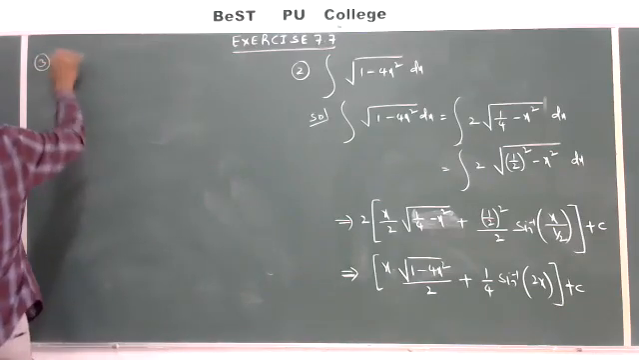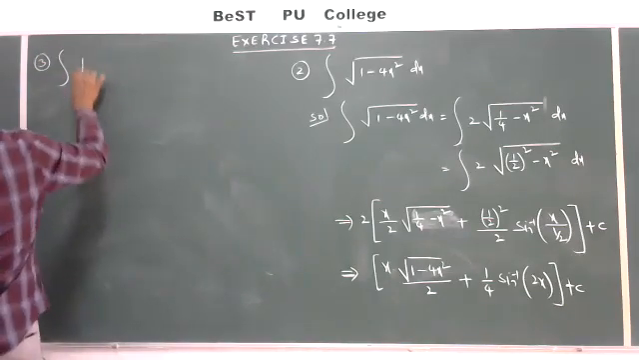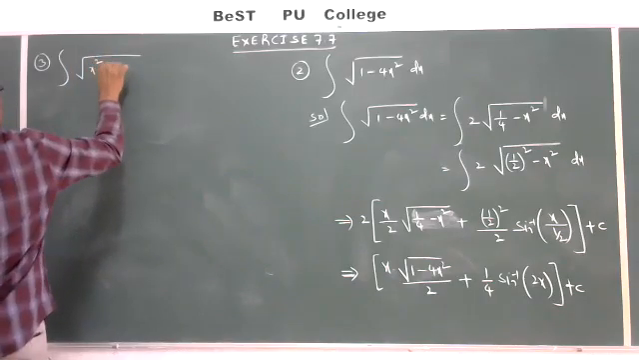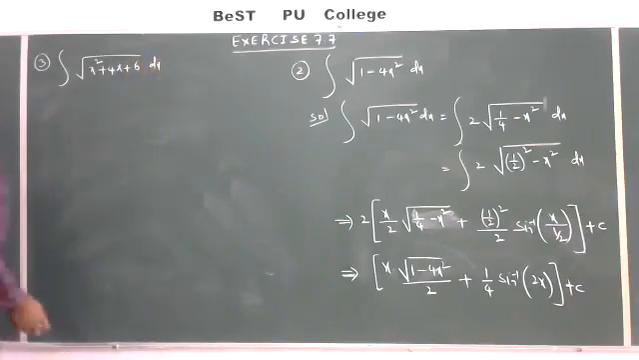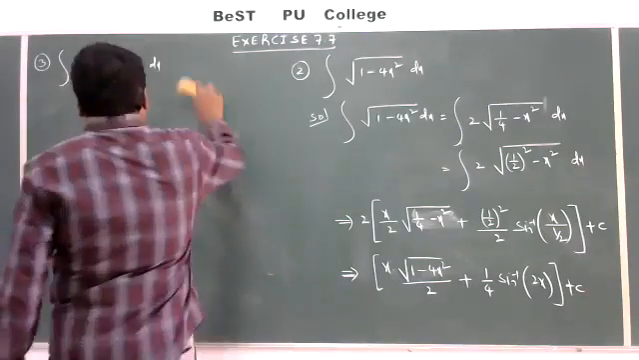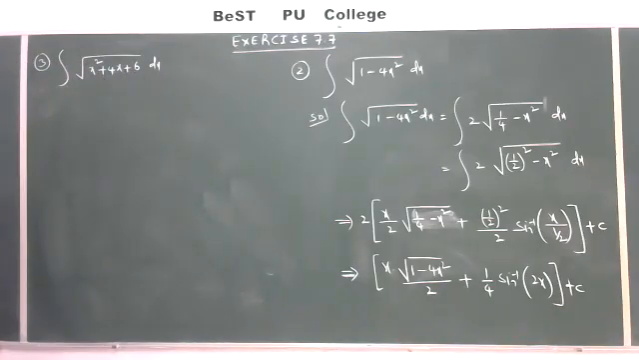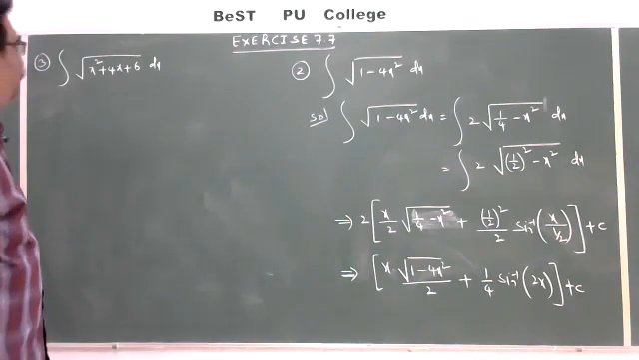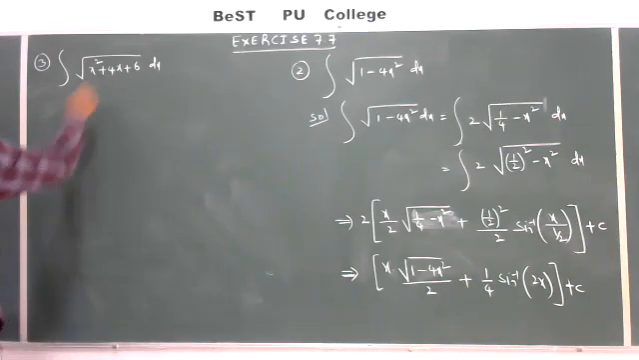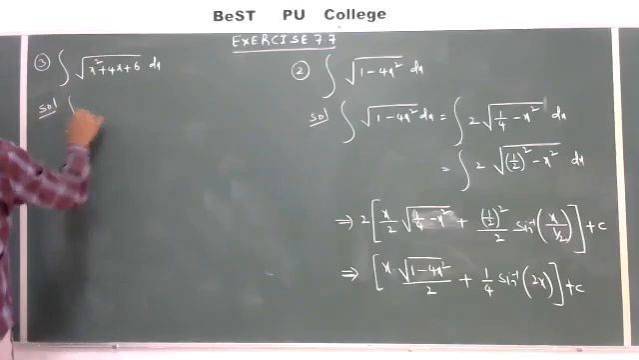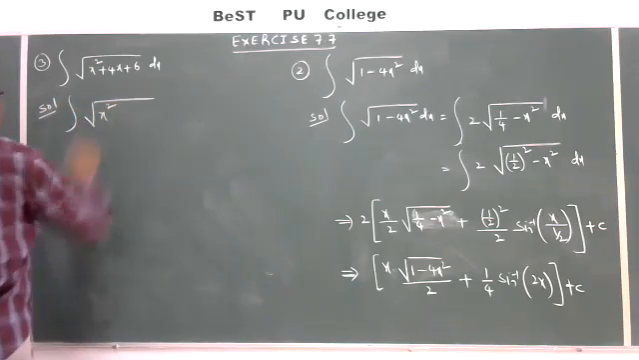Yes, third problem, integral root of x square plus 4x plus 6 dx. That is, first you make the given function in the form of root of x square plus a square, or root of x square minus a square, or root of a square minus x square. First simplify this. Integral root of x square.